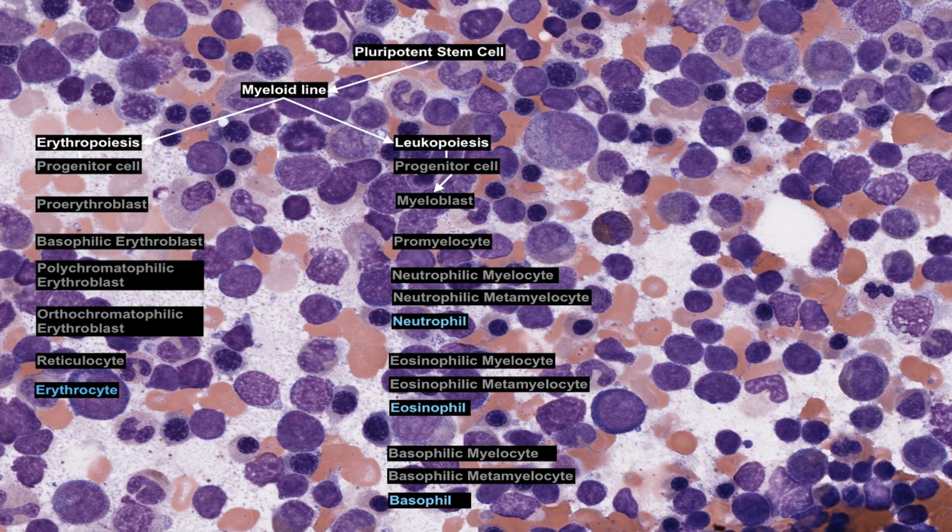In this lecture, I'm going to concentrate on showing you stages of erythropoiesis, manufacturing or giving rise to red blood cells, and leukopoiesis or granulopoiesis, giving rise to the granulocytes, of which only the neutrophil is going to be the example I'm going to use.